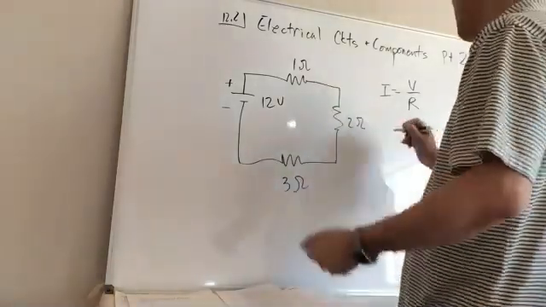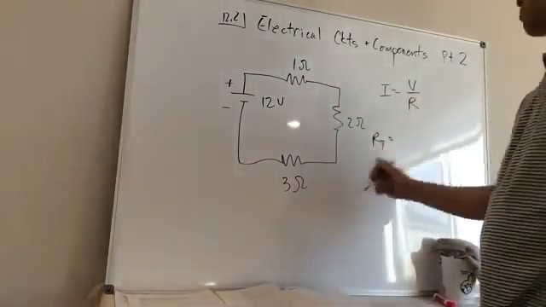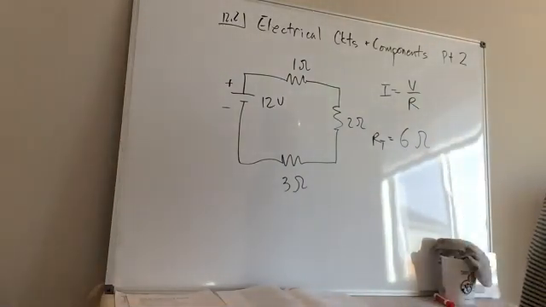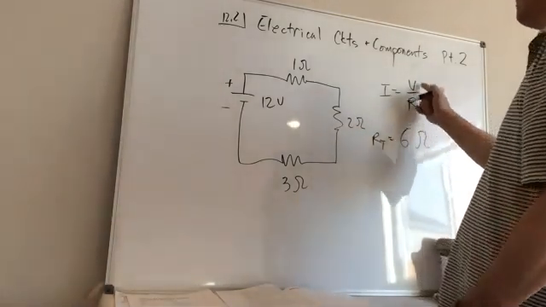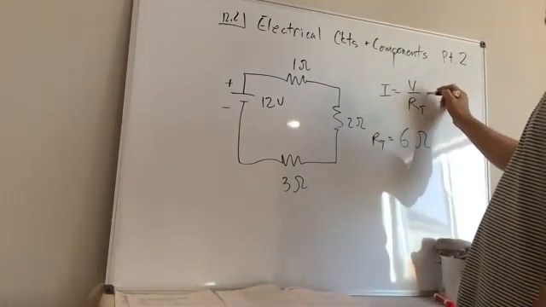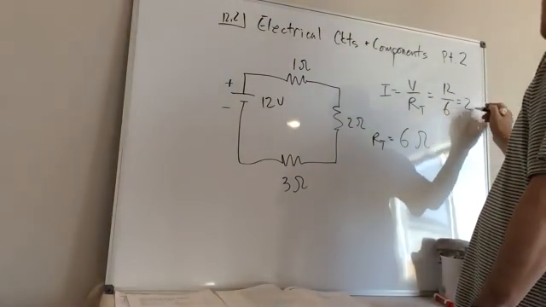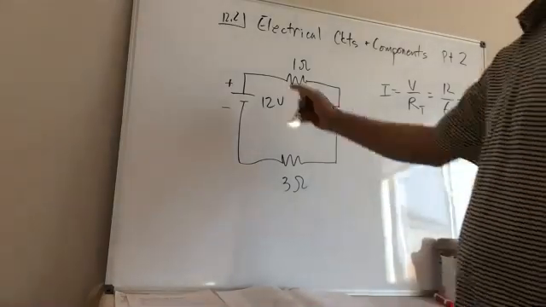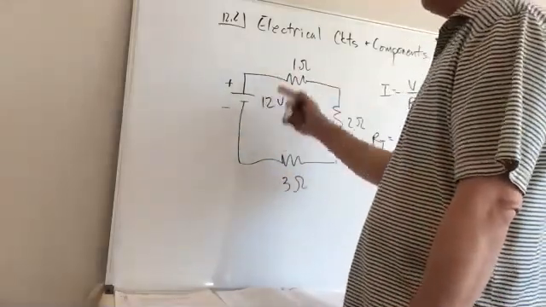So the total resistance here is going to be 1 plus 2 plus 3, which is 6 ohms. The current, therefore, is going to be the voltage divided by the total resistance, and the voltage was 12. So you have 12 divided by 6, which is 2 amps. So through this, a 2 amp current is going to run through.